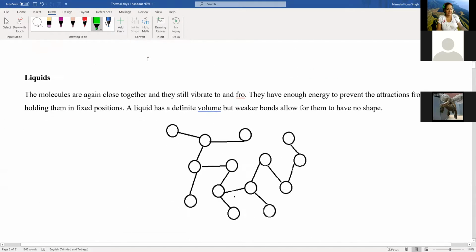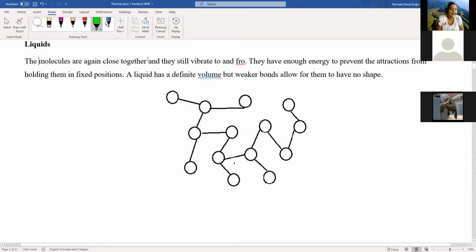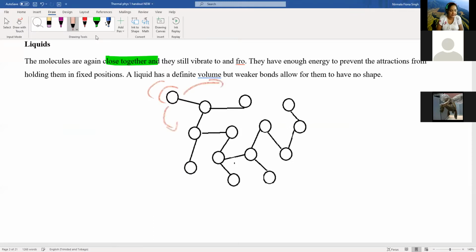So let's move on to liquids. The molecules are again close together, but they can still vibrate to and fro. They have enough energy to prevent the attractions from holding them in fixed positions, meaning these molecules have enough energy not just to vibrate to and fro, but they can move back and forth, right? So that's how they end up having real nice flexible bonds. Those bonds can move all over, allowing them to not have a definite shape.